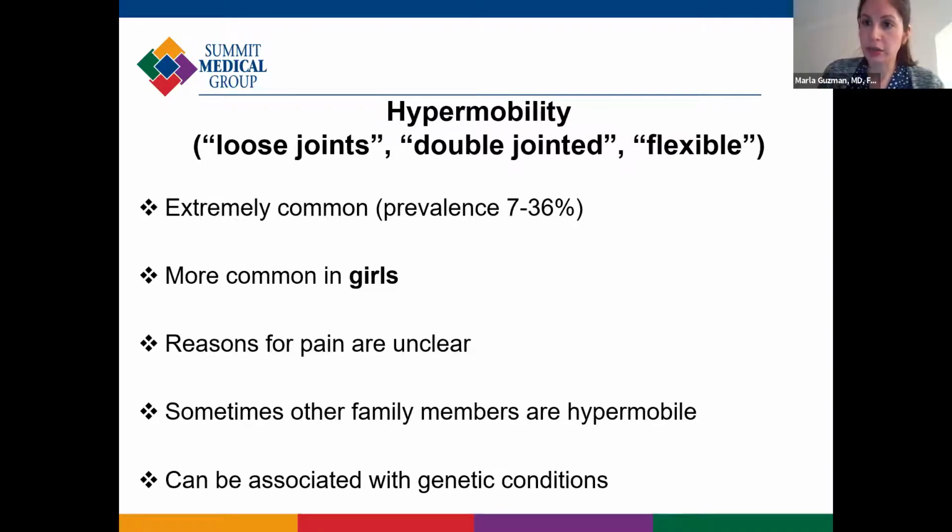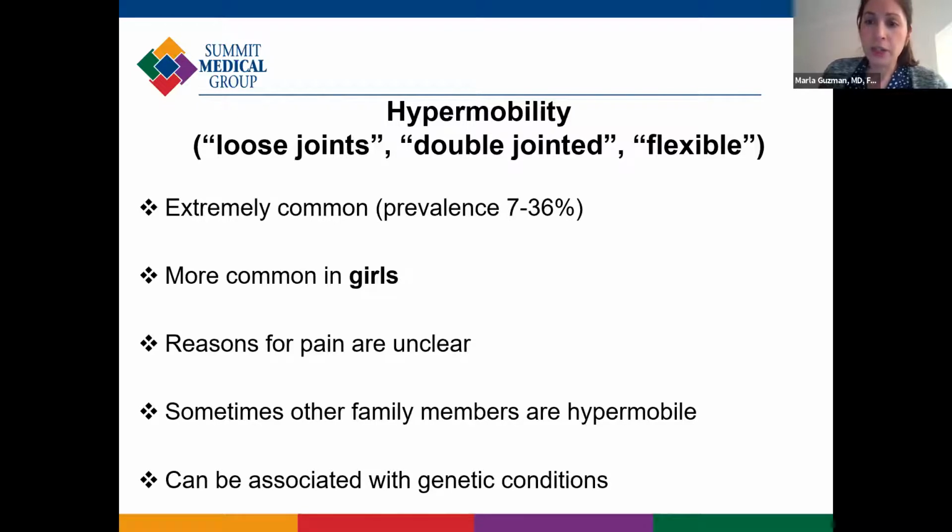Mom will say, oh, when I was younger, I also was really flexible. A sibling might be flexible. And rarely they can be associated with different genetic conditions. So things like Ehlers-Danlos or Marfan syndrome tend to have these hyper-flexible states. However, the large majority of children will not have an underlying genetic condition. That's just how they're built. They're very, very flexible, and that tends to be causing them some pain.